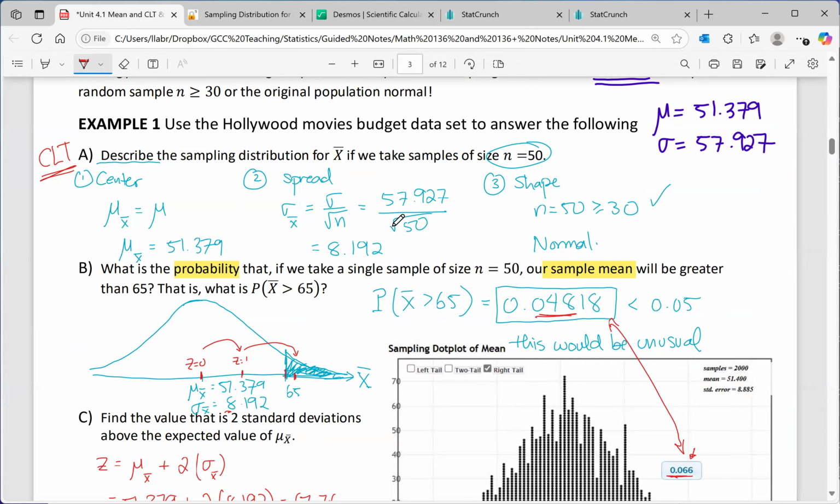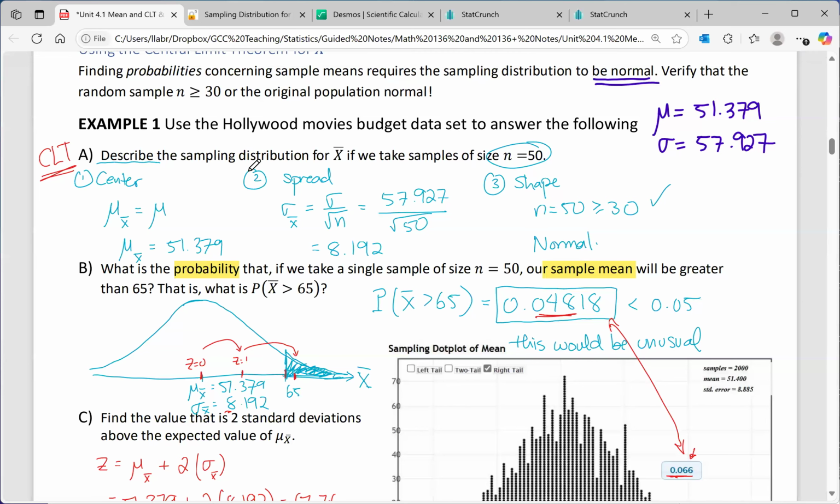All right, so this is our first example. Please make sure that you rewatch this video to see the importance of the central limit theorem, so that in the next problems you know what's going on.